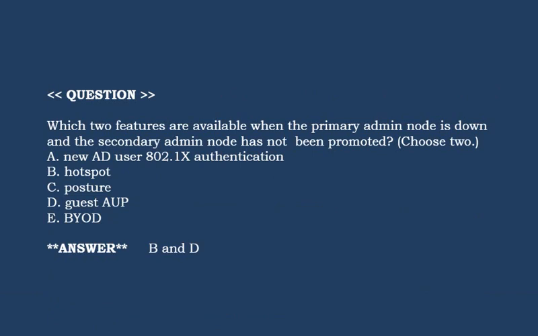Next question is, which two features are available when the primary admin node is down and the secondary admin node has not been promoted? Choose two options. Option A, new AD user 802.1x authentication. Option B, hotspot. Option C, posture. Option D, guest AUP. Option E, BYOD. Correct answer is option B and option D.